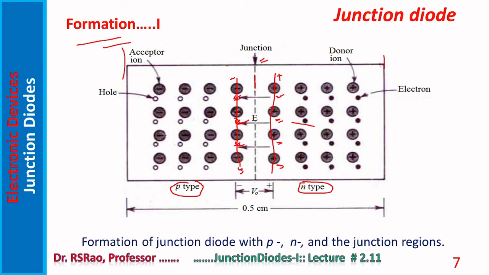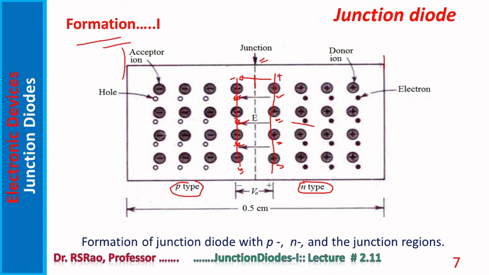Between the plates, there exists a field. That field is from positive plate to negative plate. So the point here is, after neutralization, certain field comes into being. The direction of the field is from N to P side.